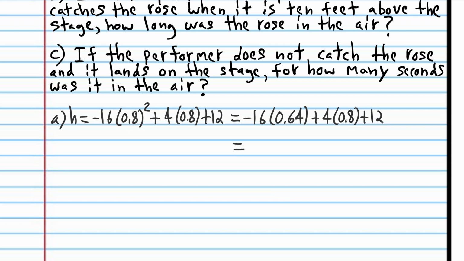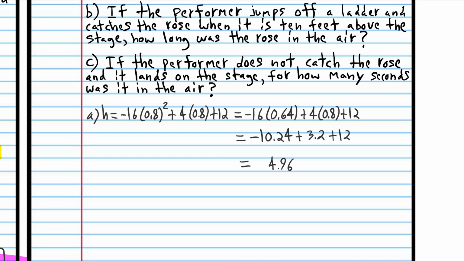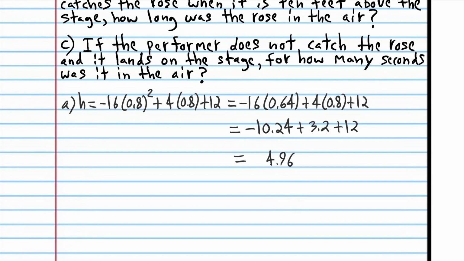And -16 times 0.64. I'll do that on my calculator. 16 times 0.64 is 10.24, so we have -10.24. And 4 times 0.8 is just 3.2. And add everything together, and we get negative 4.96. Actually, positive 4.96. That wouldn't make much sense if we got a negative height. So 4.96 feet.